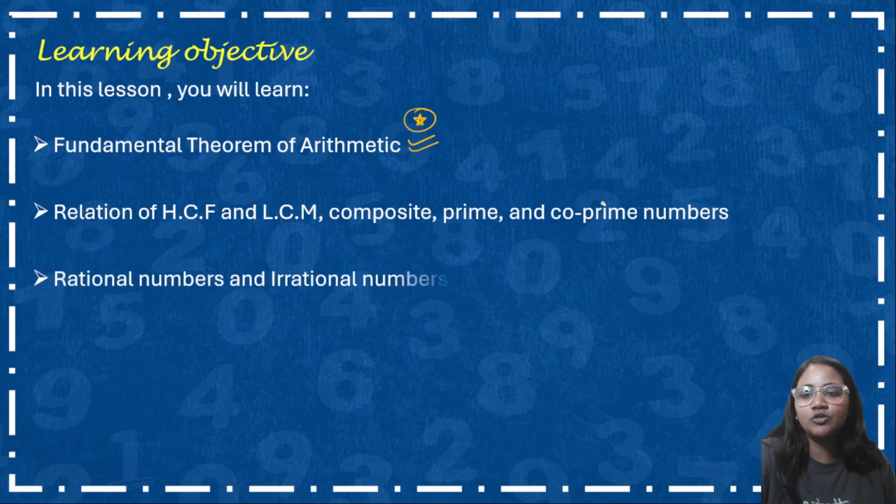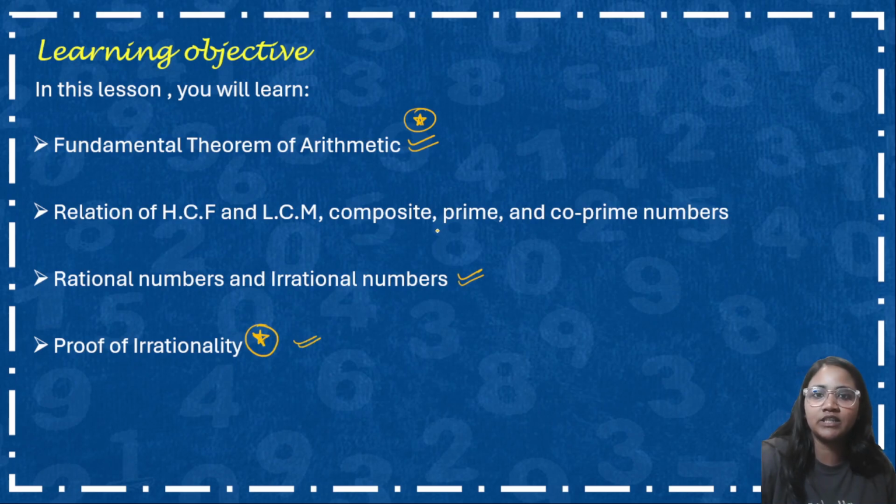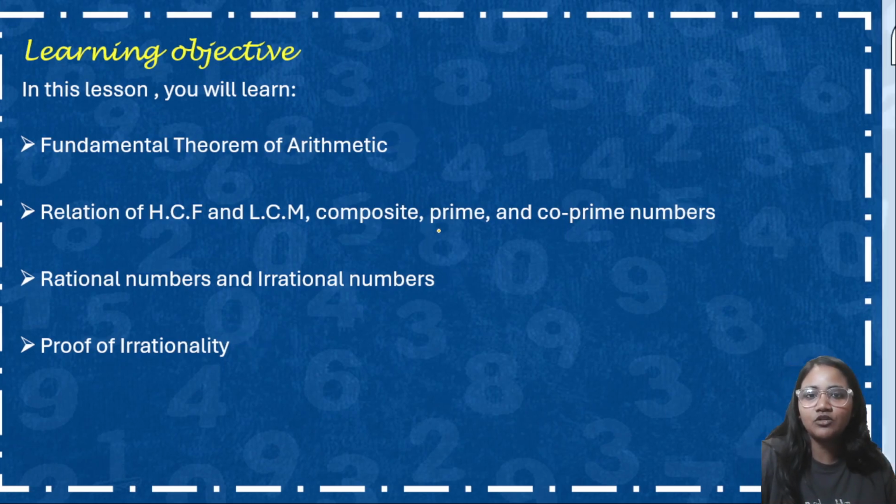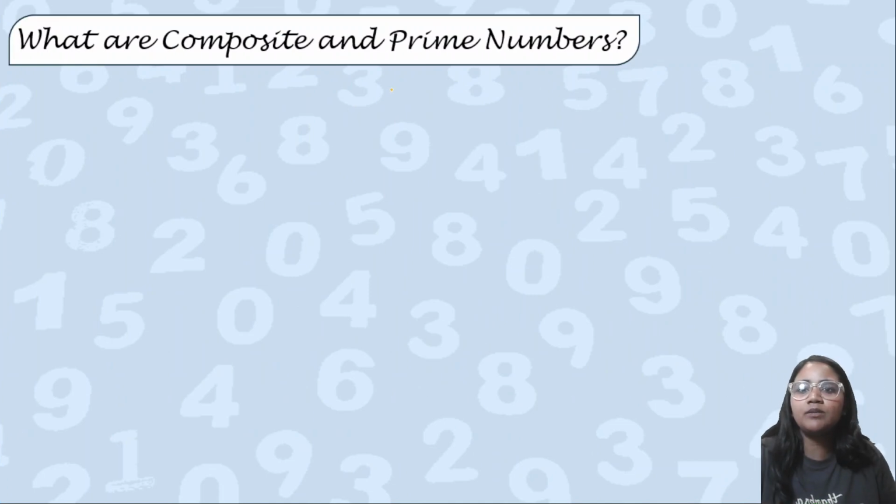Okay, also rational numbers and irrational numbers. We are going to revise what are rational and irrational numbers and how do we know what is a rational and irrational number. Okay, and we are going to finally learn, which is the most important topic of this lesson, proof of irrationality. That is, how do we prove that a particular number is an irrational number? Okay, let's start. So now let's first see what are prime and composite numbers.